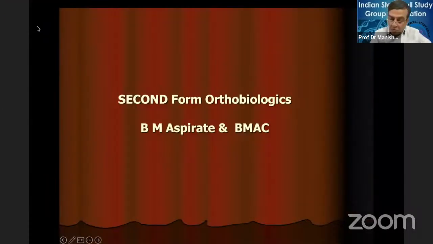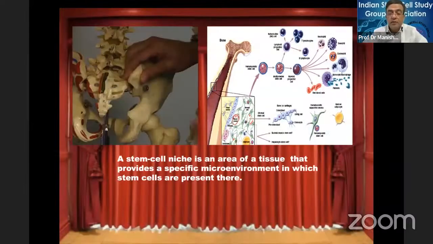So the second form of orthobiologics is bone marrow aspirate and BMAC. We have just discussed it a few minutes back, and you'll be told very precisely what the difference between the two is. Bone marrow aspirate is something like a holy color which an orthopedic surgeon plays with sometimes. Our professors used to ask us to use it whenever there was a delayed union. And whenever we insert a needle to take out a bone marrow aspirate, we are actually entering an area called the stem cell niche.